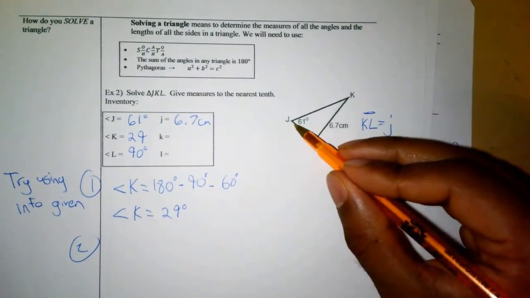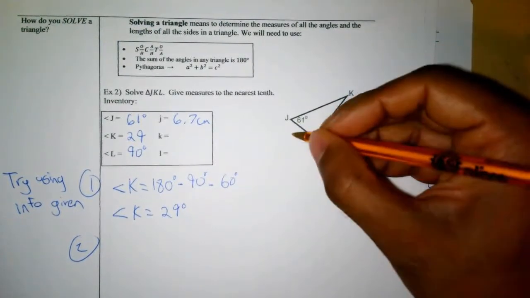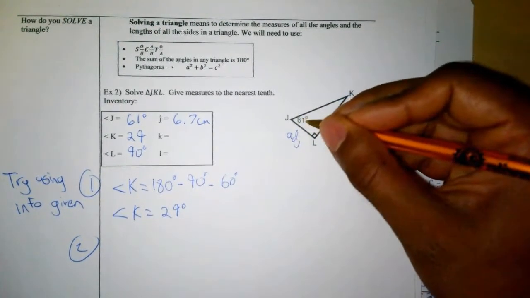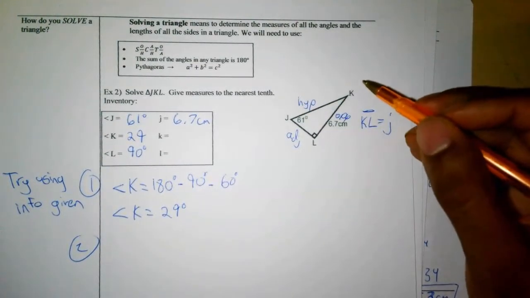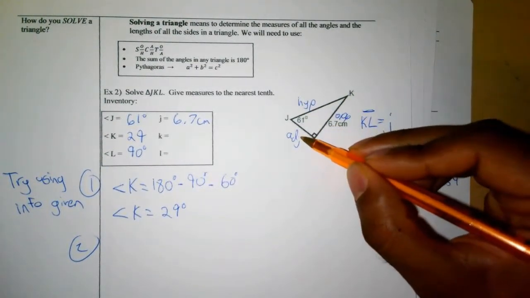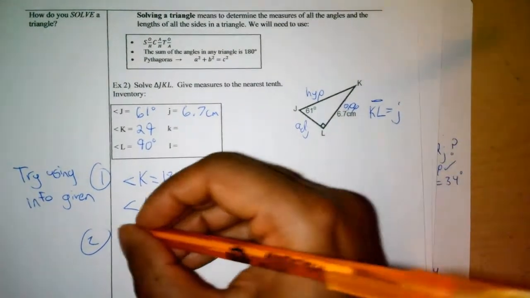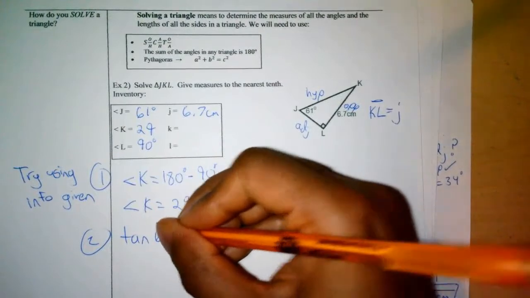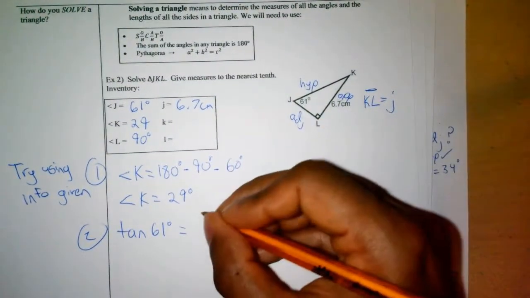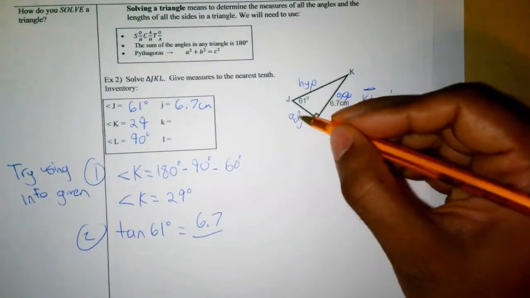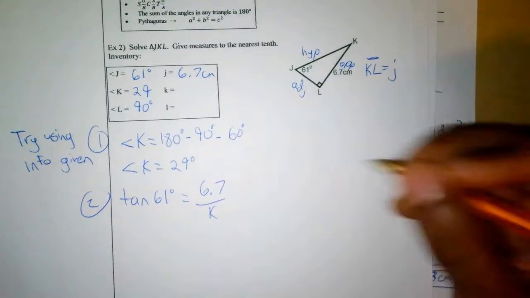So from this angle, 61 degrees, this is the opposite, right? And this is the adjacent side, right? If you're using this angle, okay. And this is the hypotenuse, okay. And we're trying to find K, and side K is the adjacent. So adjacent and opposite, we're going to use tan here. So let's just plug it in. So tan 61 degrees is equal to the opposite, which is 6.7, over the adjacent side, which we don't know. So I'm just going to leave it as side K, right?